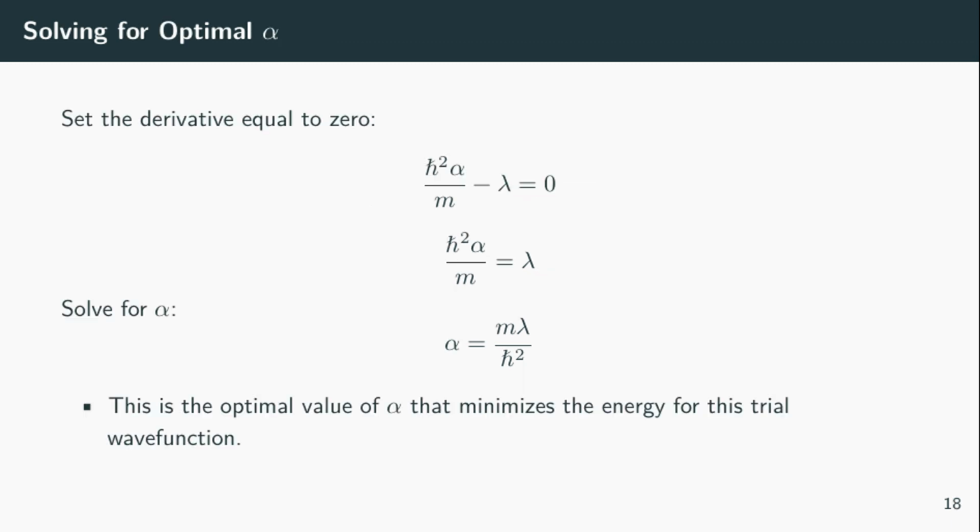Now we set this derivative equal to 0 to find the minimum. We have h bar squared alpha over m minus lambda equals 0. Rearranging, we get h bar squared alpha over m equals lambda. And solving for alpha, we multiply both sides by m and divide by h bar squared. This gives us the optimal value for alpha equals m lambda over h bar squared. This is the value of alpha that will minimize our estimated energy for this specific trial wave function.